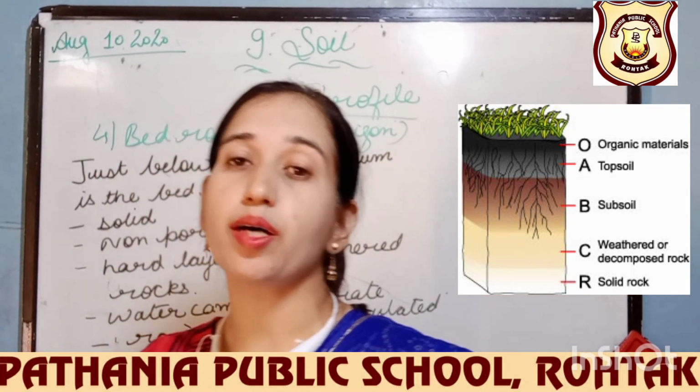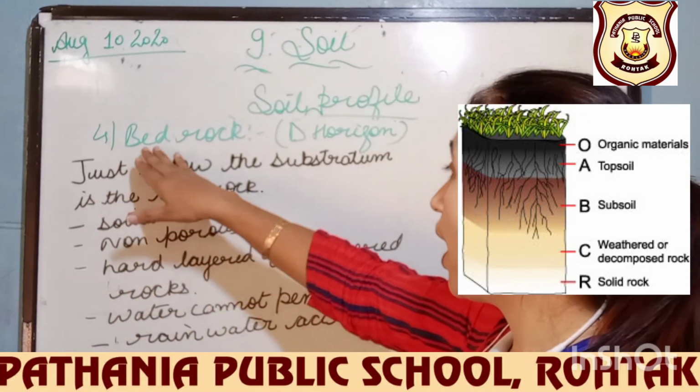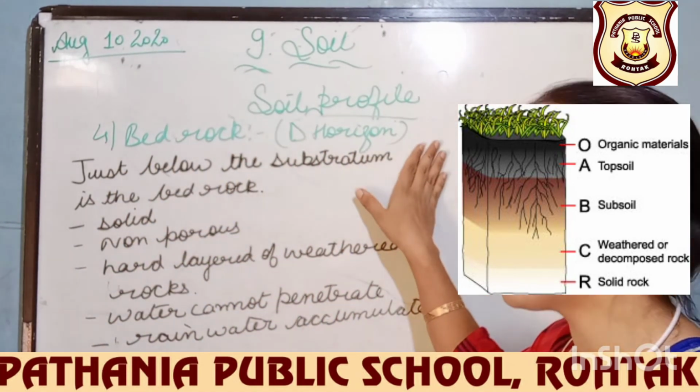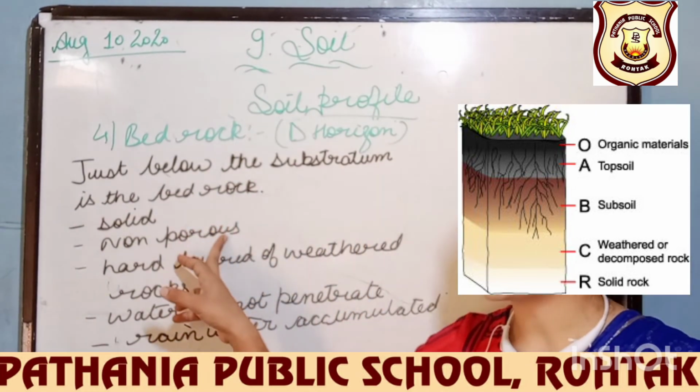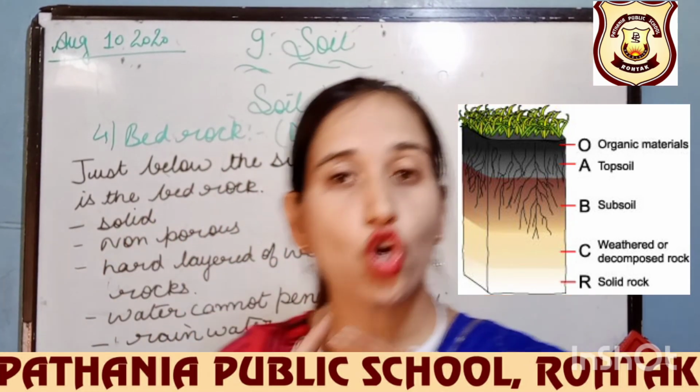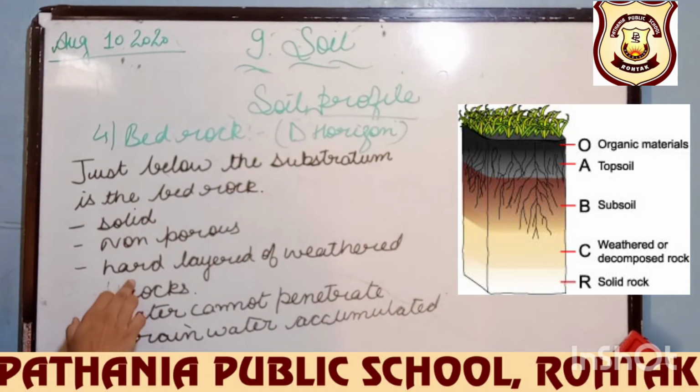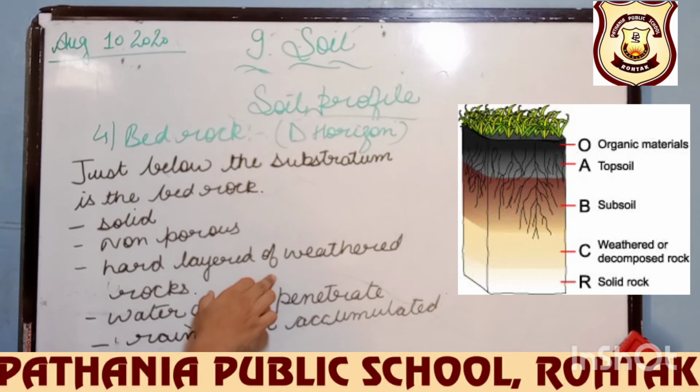But just below the substratum is the bedrock, and this bedrock is also known as D horizon. It is solid, non-porous, and a hard layer of weathered rock. This layer cannot be easily dug up, even with a spade. Water cannot penetrate into this bedrock, so it accumulates above it to form a water table, and the reservoir of rainwater accumulated in this layer is called groundwater.